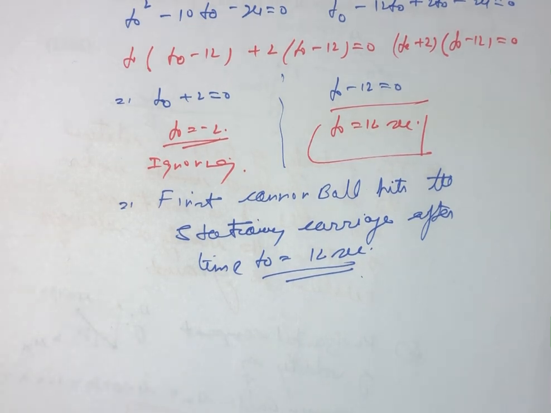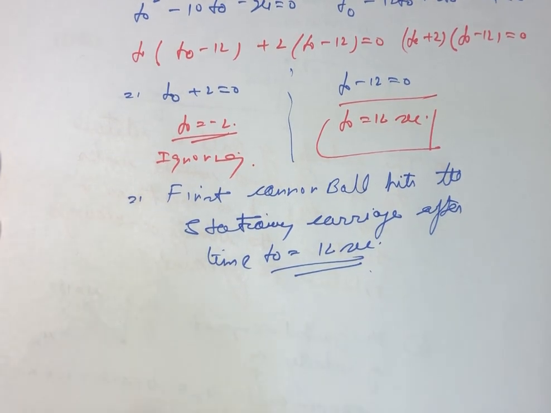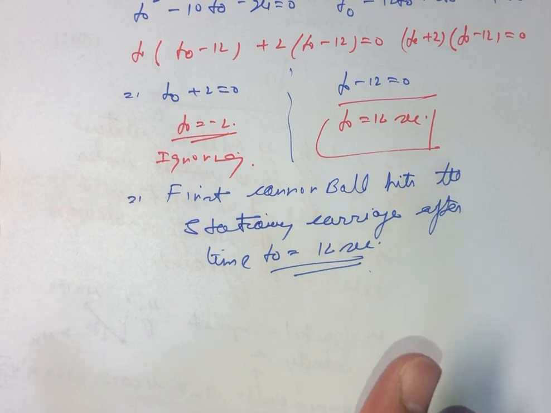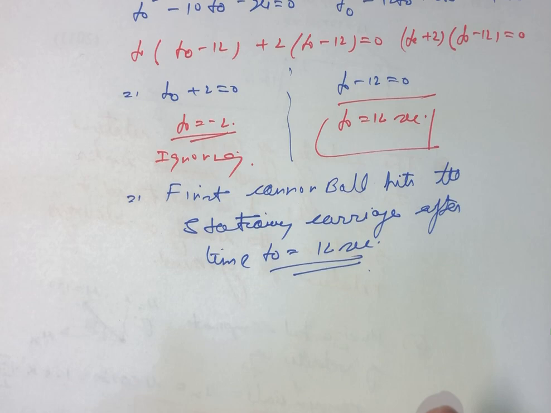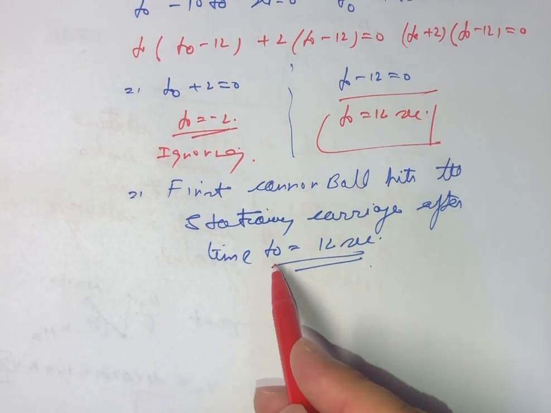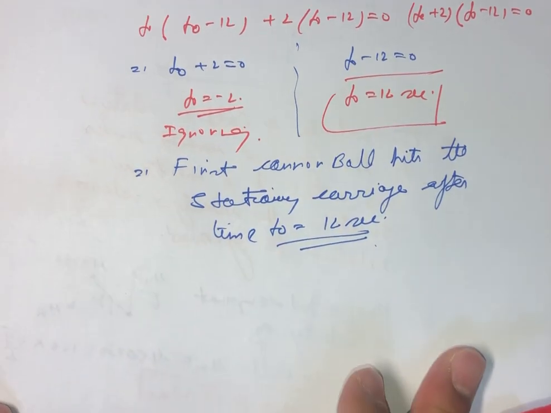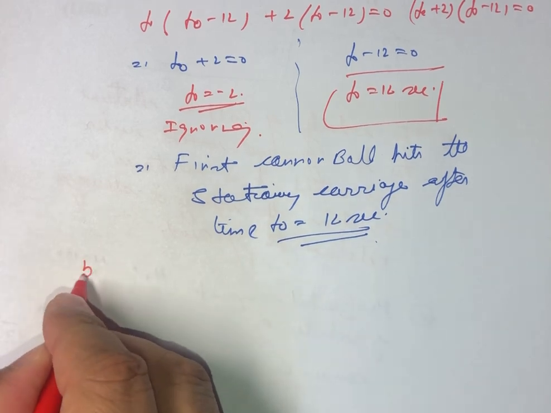Now we come to the B part. In the B part, the second cannonball is fired out as soon as the first cannonball reaches the carriage. It means the second cannonball is being fired after time t naught. So B part.